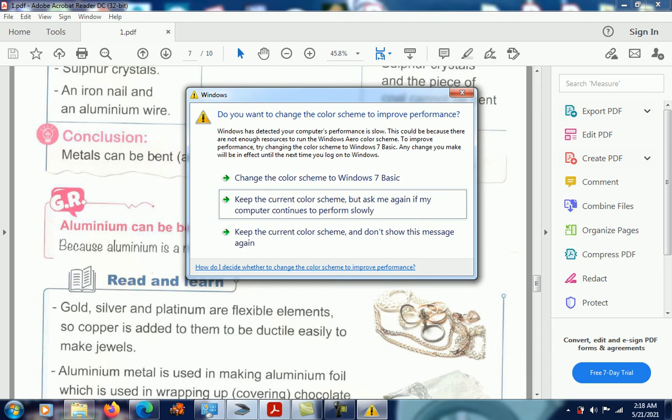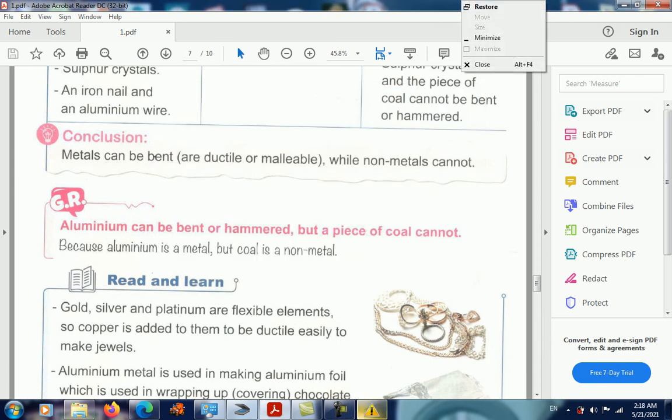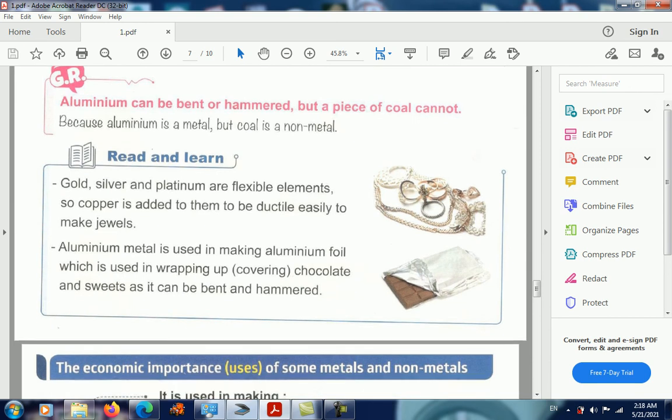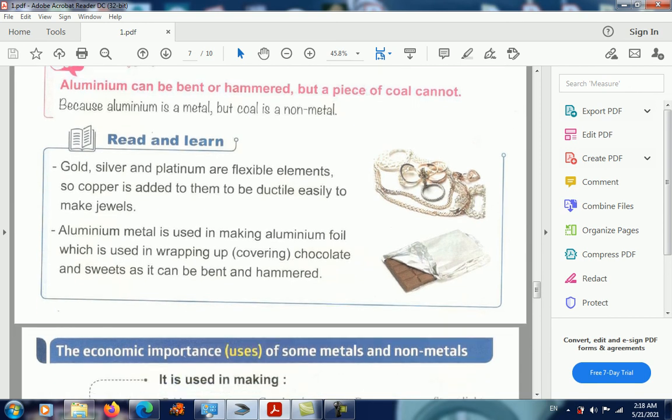So the conclusion: metals can be bent and are ductile or malleable, while non-metals cannot. You cannot bend non-metals. So the familiar give reason: aluminium can be bent or hammered, but a piece of coal cannot. Why? Because aluminium is a metal, but coal is a non-metal.